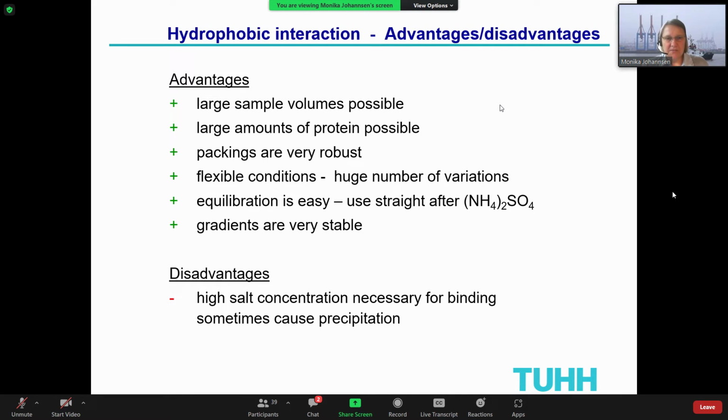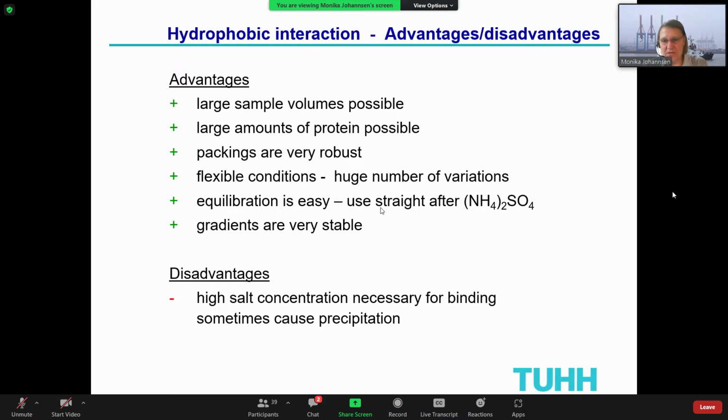Okay, so the advantages of hydrophobic chromatography. Here we can also use large sample volumes and also large concentrations. Here the packings are robust as well. Also here we have a huge number of variations which offer flexible conditions. The equilibration here is easy.